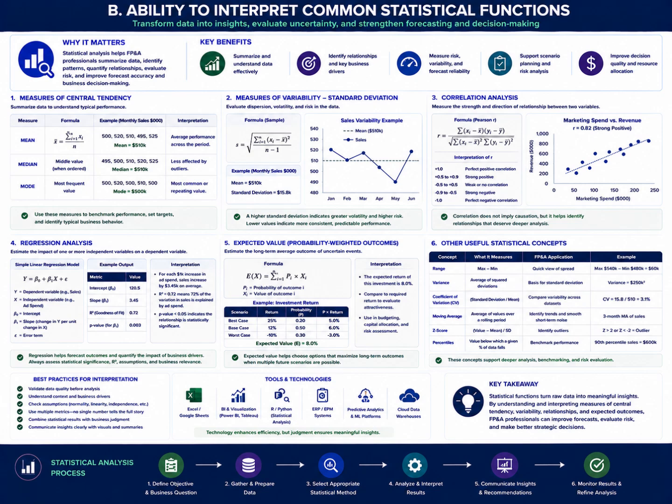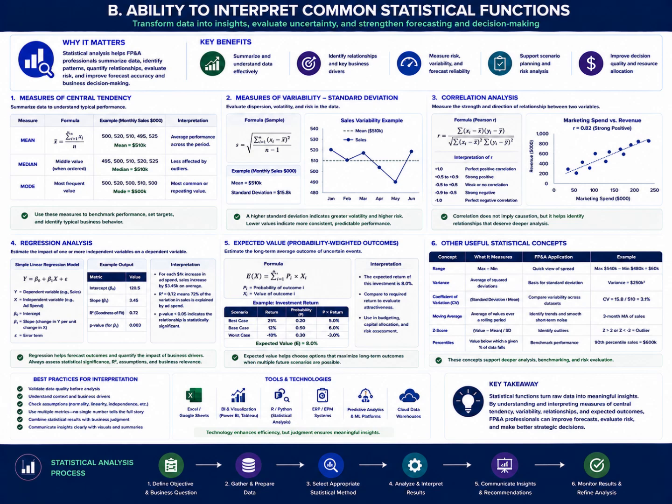Correlation analysis measures the strength and direction of relationships between factors such as marketing spending and revenue growth or production levels and operating costs. Regression analysis extends this capability by estimating how changes in independent variables affect financial outcomes. FP&A professionals use regression models to forecast sales, expenses, staffing requirements, and customer demand while identifying operational drivers that significantly influence financial performance. Interpreting regression results correctly is essential because finance professionals must assess statistical significance, model reliability, and business applicability before using outputs to support management decisions.